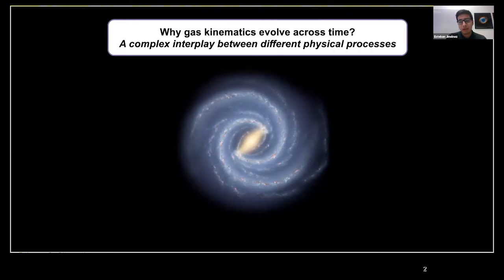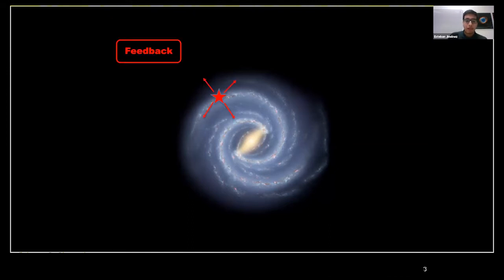I'm going to enumerate four of them that I'm using and analyzing in my project. To start, we can mention the effect of feedback, either from massive stars or from AGN, both of which inject energy into the ISM, into the gas. Then the gas can transform this thermal energy into kinetic energy and change the kinematics.